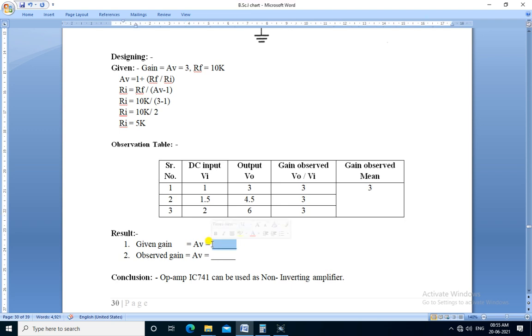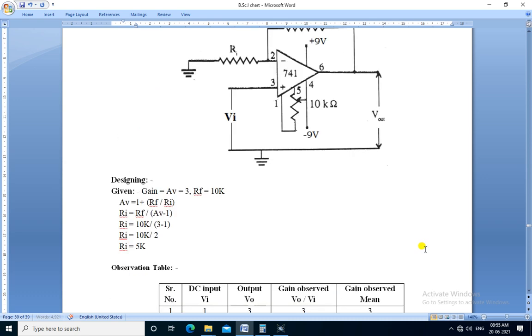The given gain is 3 and the observed gain is also 3. So these two gains are exactly the same. So we can say that the op-amp IC 741 can be used as a non-inverting amplifier.